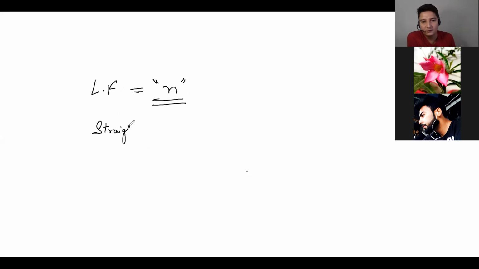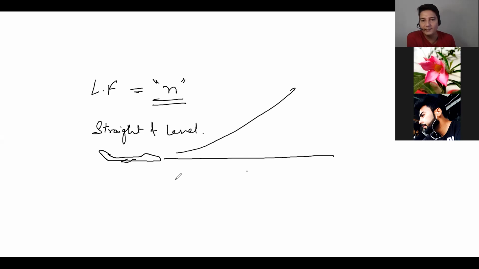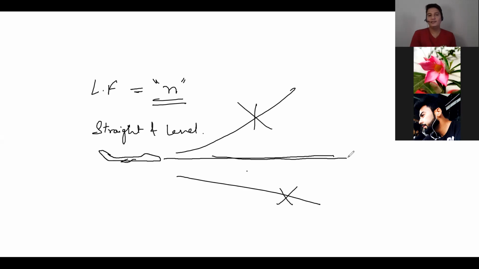Straight and level means the aircraft is just going straight like this. It's not going up, it's not going down, it's not turning. It's just flying in a straight line like this. It is not ascending, it is not descending. It is going straight and level. So in this case, what will the load factor be?